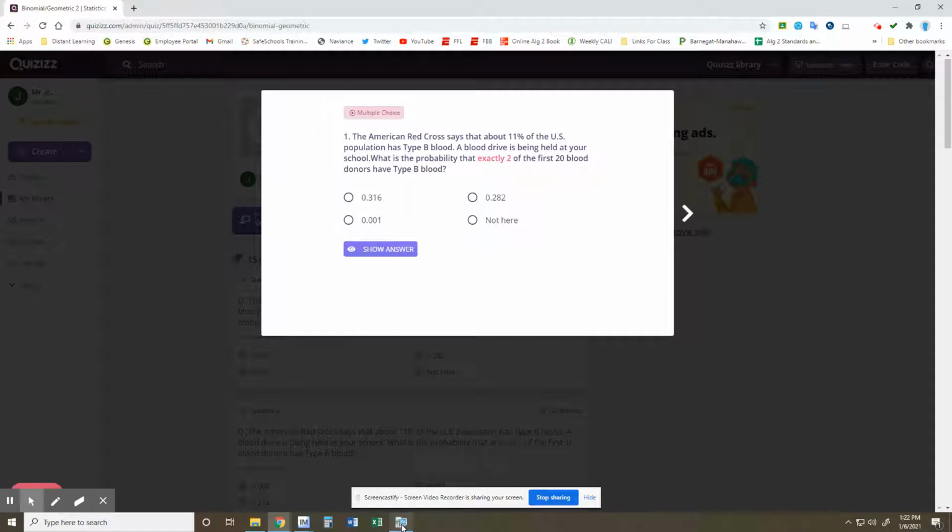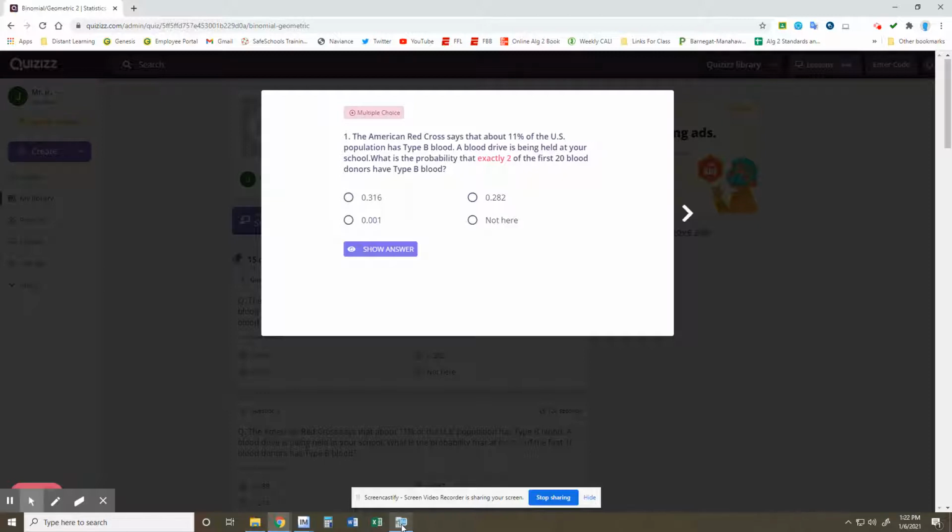Number one. The American Red Cross says that about 11% of the U.S. population has type B blood. A blood drive is being held at your school. What is the probability that exactly 2 of the first 20 donors have type B blood? Now, I think this is the exact problem that we did in class on Monday on a worksheet. But regardless, let's talk about it.